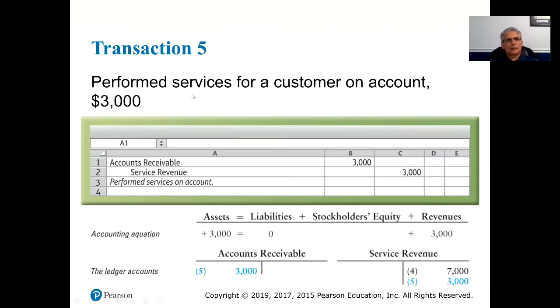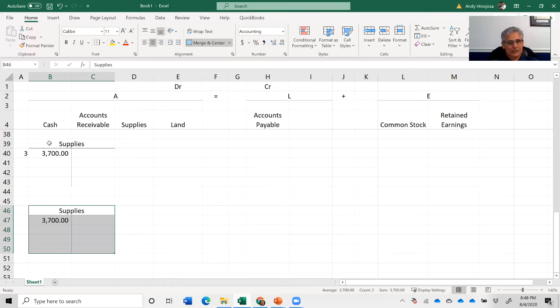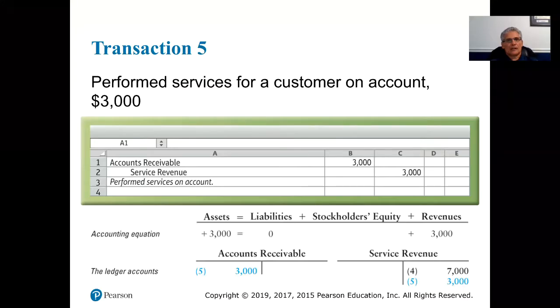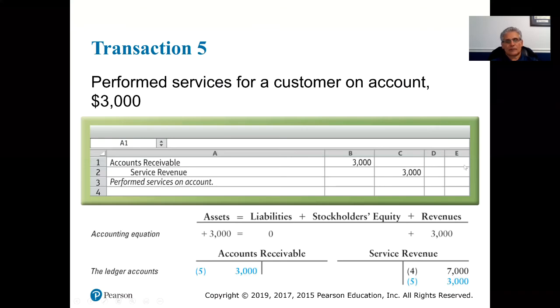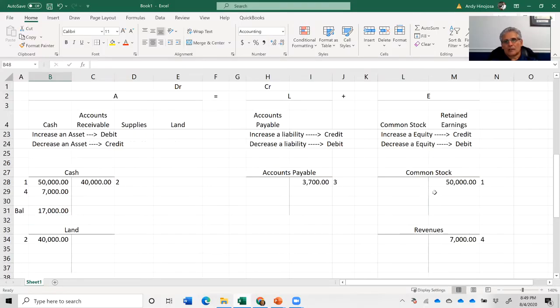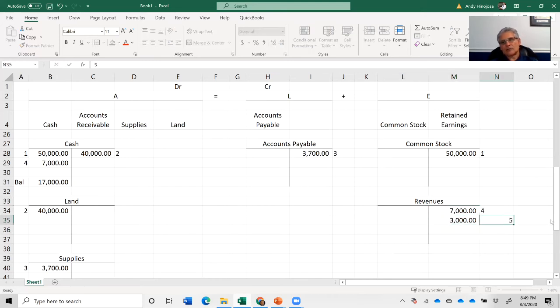Transaction number 5, performs services for a customer on account for $3,000. We need a new account called accounts receivable. And accounts receivable is debited because that's an increase, $3,000. And the credit is to service revenue, $3,000. Now we already have a T account for that, so we're just going to put it here, $3,000. This is journal entry number 5.